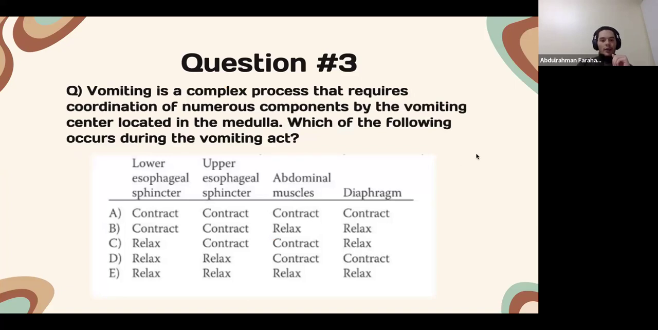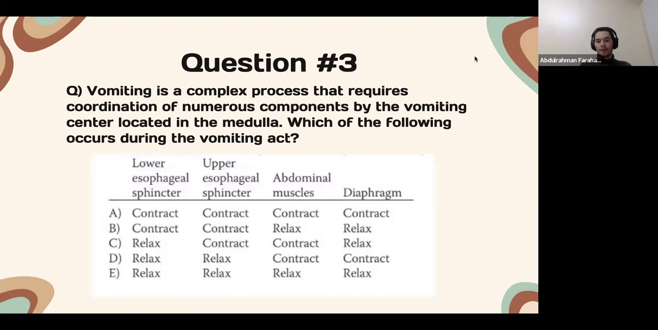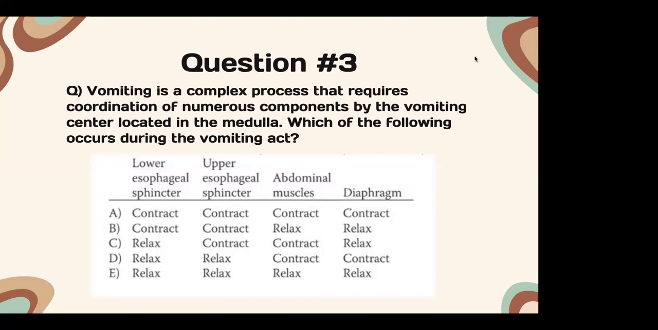Another question, vomiting is a complex process that requires coordination of numerous components by the vomiting center located in the medulla. Which of the following occurs during the vomiting act? We already spoke about this. Is it E? C. No, it cannot be A, B, or C since both sphincters are relaxed. So it's between D and E.